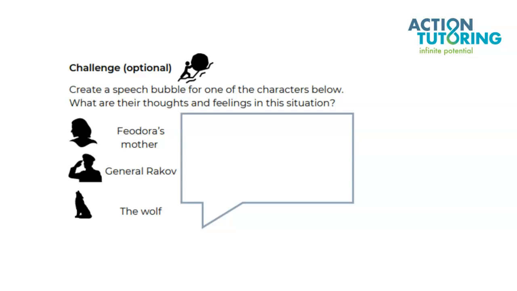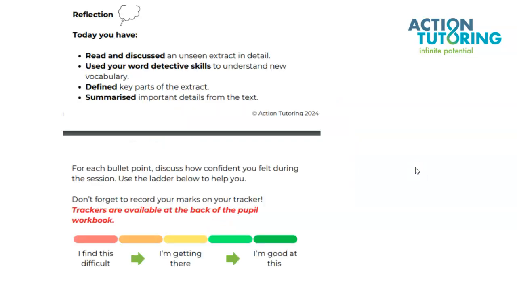To finish each session, there is an optional challenge activity. These sessions always tie into the skills or content of the session, but encourage pupils to think a little differently. After this, pupils and tutors are encouraged to reflect on the progress that has been made throughout the session. There is a reflection ladder to help tutors to generate discussion. Pupils and tutors should also record their pupil scores in this section.